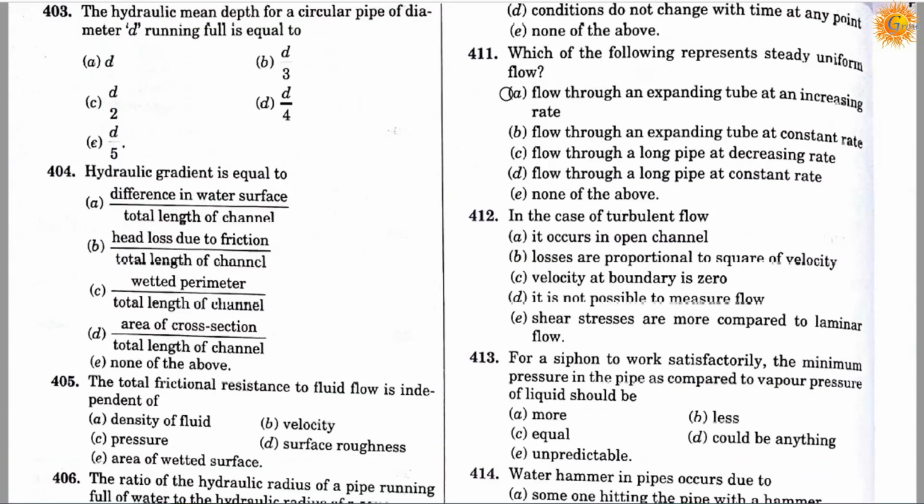Question number 411. Which of the following represents steady uniform flow? Option A, flow through an expanding tube at an increasing rate. Option B, flow through an expanding tube at constant rate. Option C, flow through a long pipe at decreasing rate. Option D, flow through a long pipe at constant rate. Option E, none of the above. Correct answer is D, it will be flow through a long pipe at constant rate.